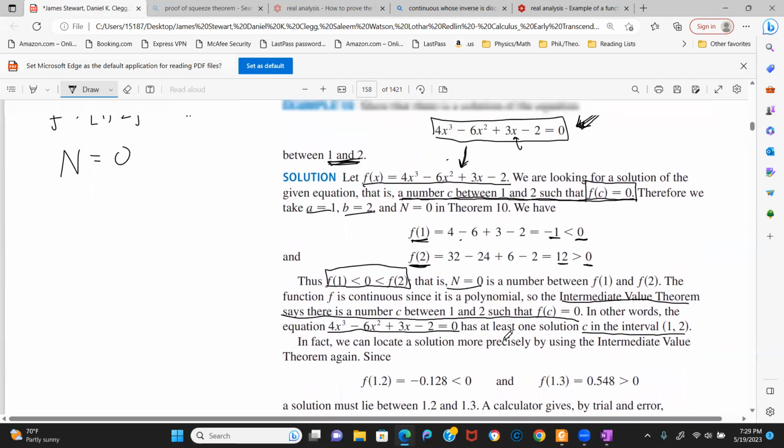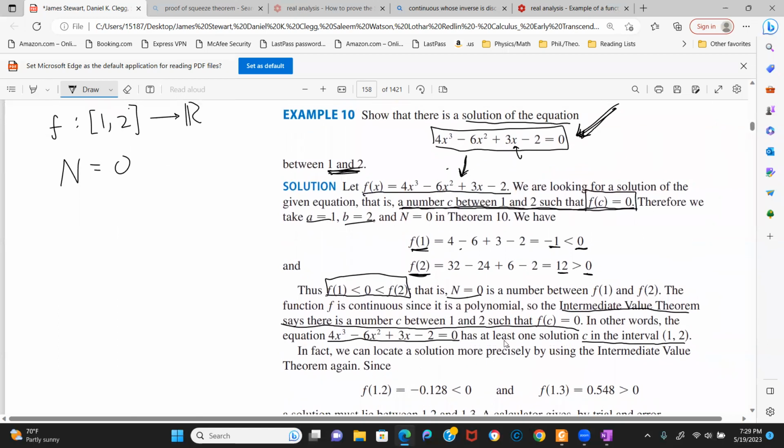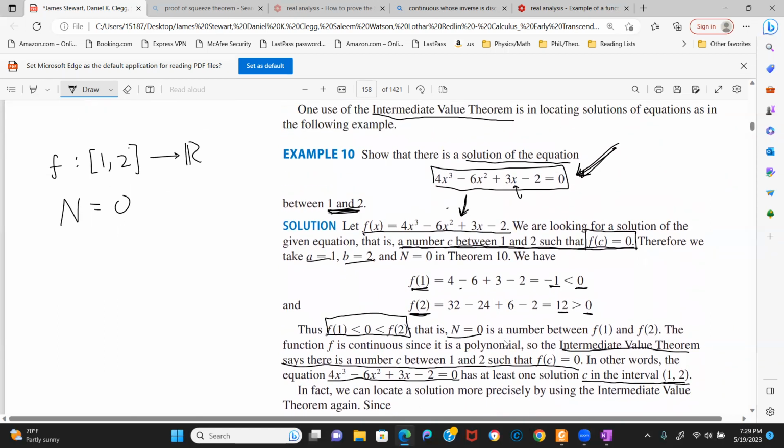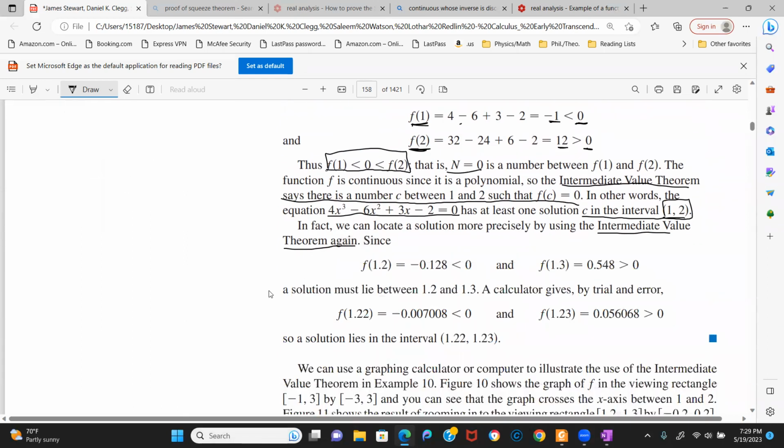Even though we don't know what this number c is, all we know is that it's between 1 and 2. We can keep applying the intermediate value theorem again and again to narrow in on what c might be. We probably won't get an exact number for c, but we'll get a better estimate. The way you do that is you shrink the interval, or you consider a different interval. Let's see what they do here.